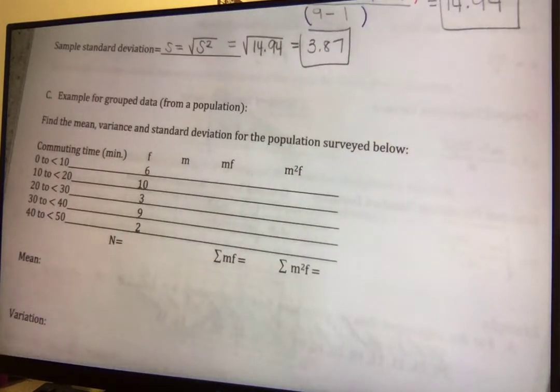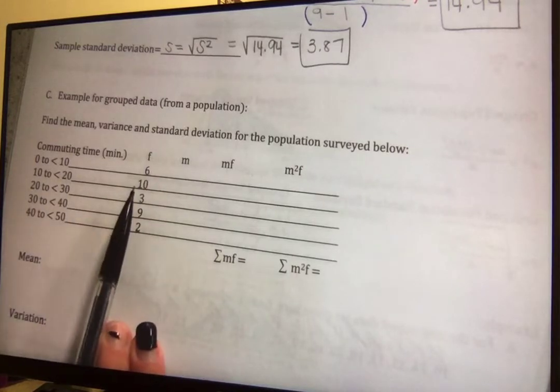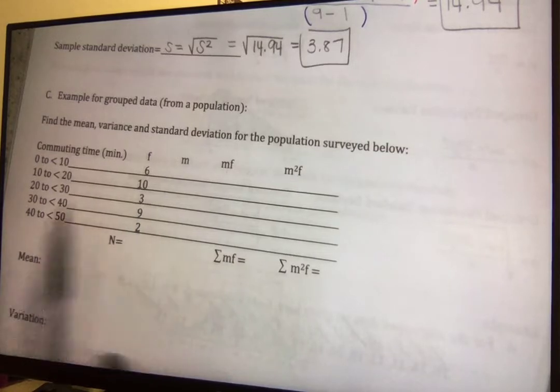Commuting time between 0 and less than 10 minutes, we have 6 of them. Between 10 and less than 20, we have 10 of them. 20 to 30 is 3, 30 to 40 is 9, 40 to 50 is 2. So we have to find the midpoint. M is the midpoint.